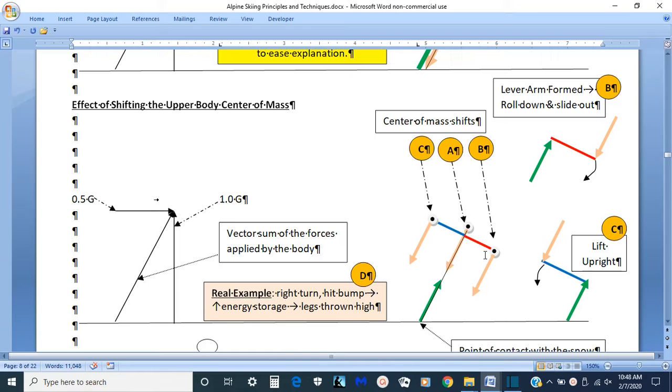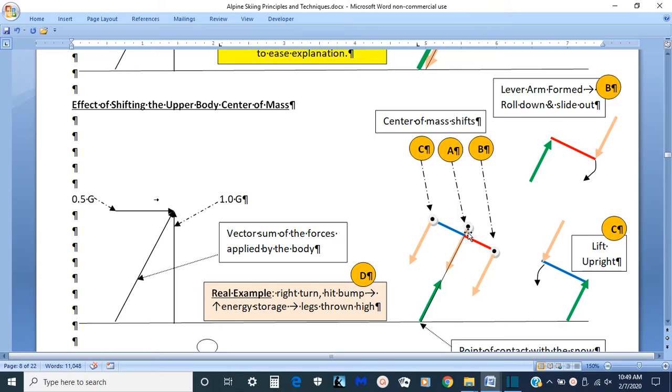What happens is the force application is shifted downward here, and that creates a lever arm which wants to torque you and twist you, down and in. You're going to slide in. So what's going to happen is it's going to pull you down, and you're going to lose an edge, and you're going to slide out. Like you're sliding into second base, right? Well, you don't want to do that skiing. That's not going to win you any races, right?